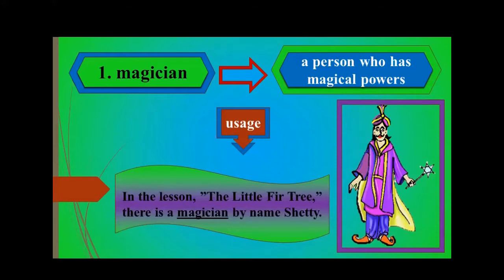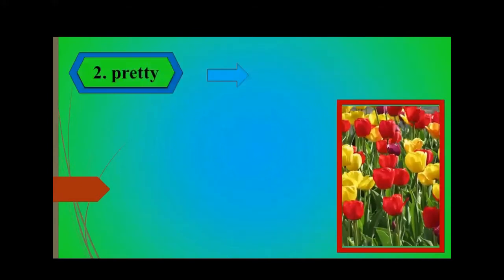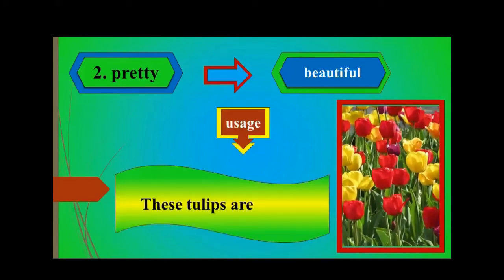Let's check out our next new word, children, which is pretty. And the word pretty means beautiful. The tulip flowers that are shown here look pretty or beautiful. Don't you agree, children? Yes, of course. So the usage of the word is, these tulips are pretty.